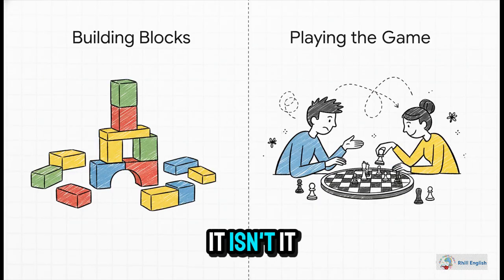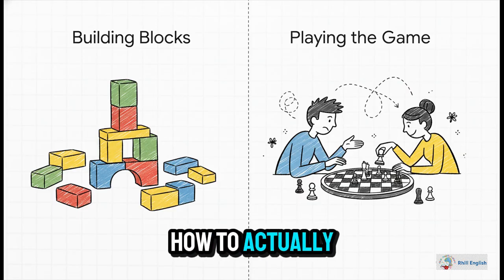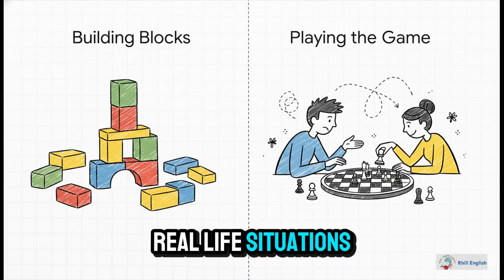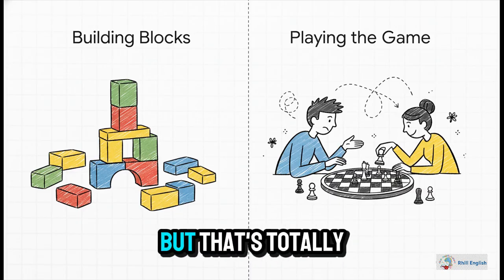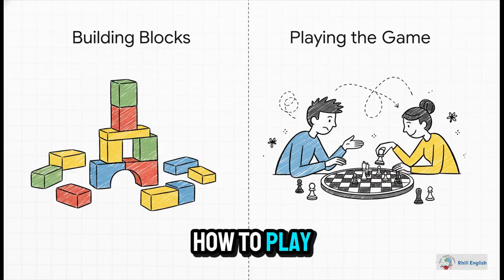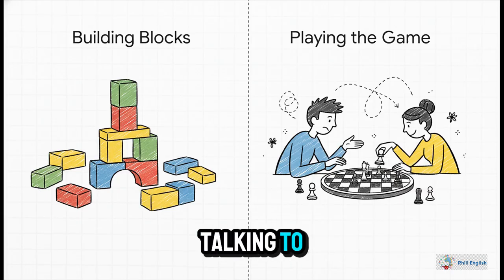And that's just it, isn't it? Grammar gives us the building blocks, absolutely. But it doesn't teach us how to actually use them in real-life situations. I love this analogy. Knowing grammar is like knowing all the rules of chess. But that's totally different from knowing how to play the game and win. It's all about strategy and context and who you're talking to.